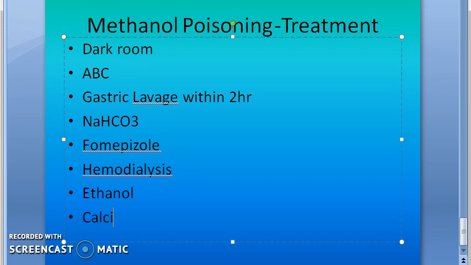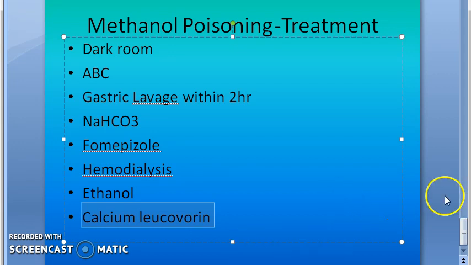Then you have calcium leucovorin. What will calcium leucovorin do? It is going to make sure that the last step, that is formic acid, is converted into carbon dioxide and water. Fine. If it becomes carbon dioxide and water, it's better, right? Formic acid is a toxic metabolite, so you are removing formic acid from the body, reducing its level.